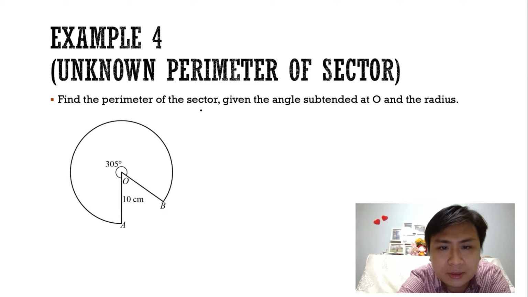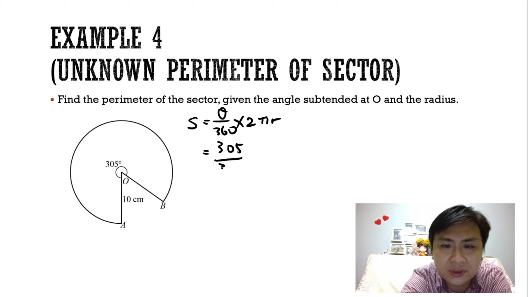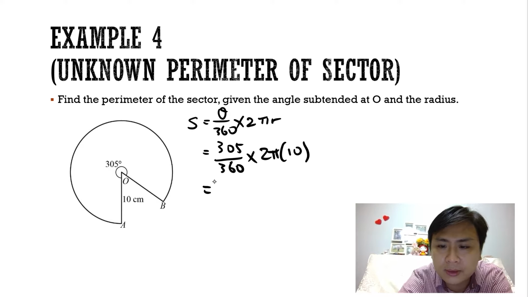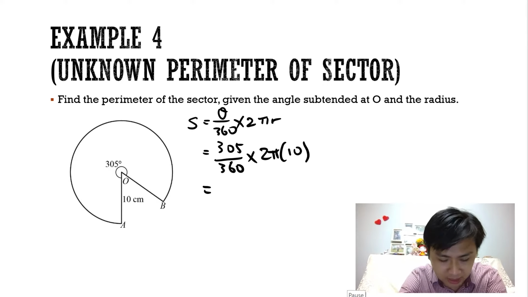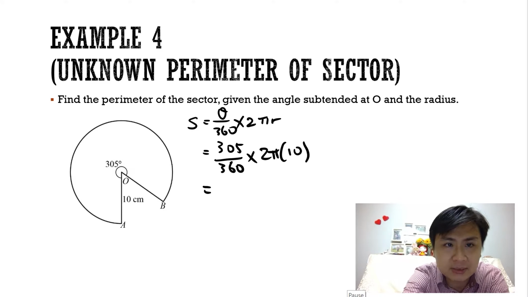Arc AB will be given by theta over 360 multiplied by 2 pi r. We fill in the given values: 305 out of 360 multiplied by 2 pi multiplied by 10. We will get a value of 53.2 centimeters.